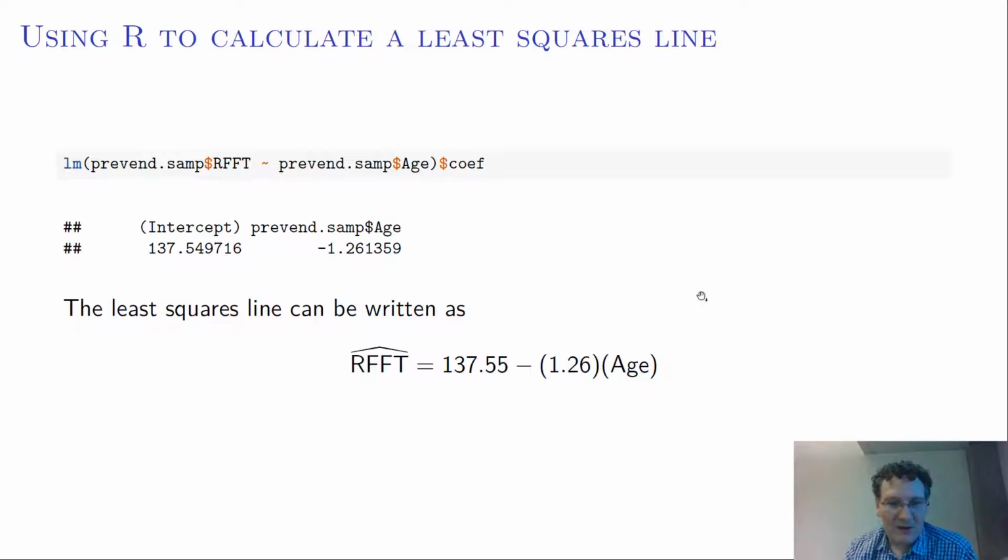And you can write it out using this notation where we have the RFFT score with a hat over it. This is the estimate. Our estimated RFFT score is 137.55 minus 1.26 times the age of the person.